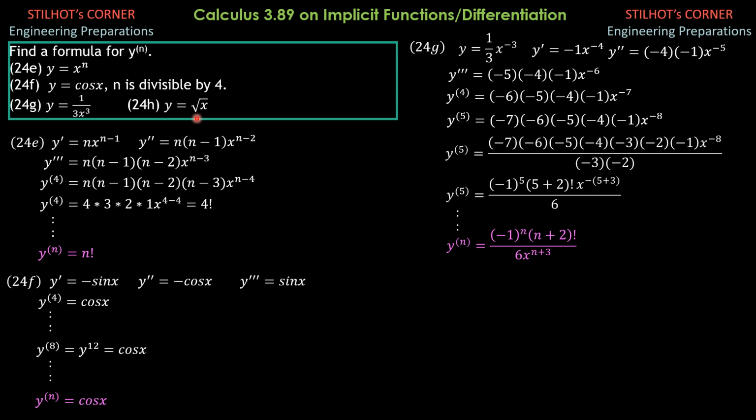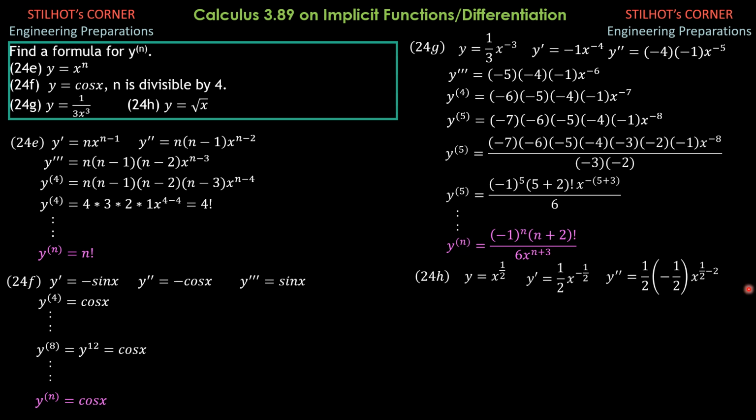Then finally, 24h, I just explain it because I hope that it's also correct based on my explanation here. So y is x to the 1/2. I transform it to x to the 1/2. So y prime is 1/2 x to the negative 1/2. Then y double prime is 1/2 times negative 1/2 x to the negative 3/2. That is 1/2 times negative 1/2 x to the 1/2 minus 2, or x to the negative 3/2.